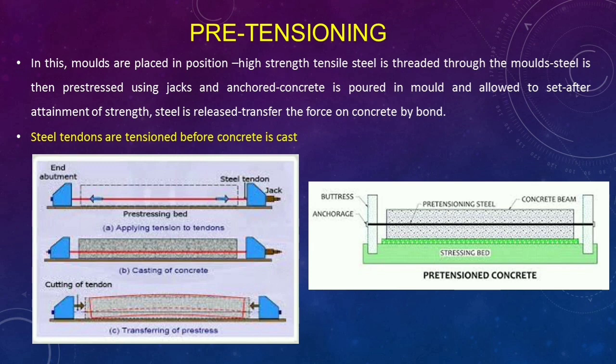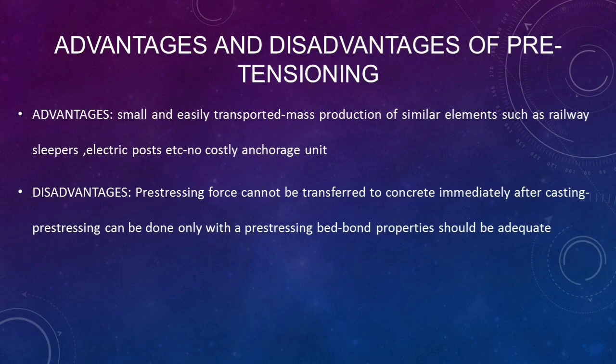Then the high tensile steel is threaded through the mold at required level, and the steel is then tensioned to the required pre-stress using jacks and anchored. This is shown in A part of first figure, applying tension to tendons. Afterwards, concrete is poured in the mold and allowed to set. This is shown in B part of first figure, casting of concrete. When the concrete is set and attained sufficient strength, the tendons are cut off and the pre-stress is transferred to concrete through bond action between concrete and steel. This is shown in C part.